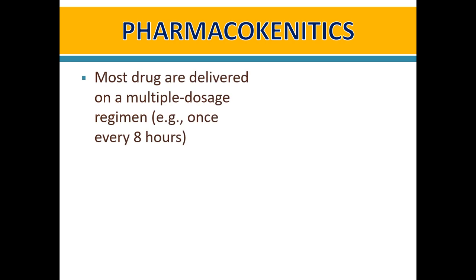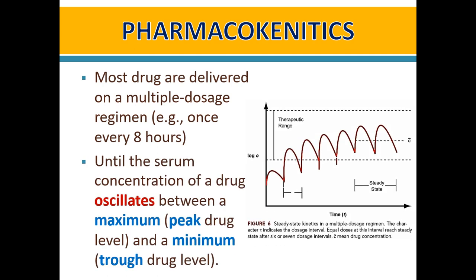Though most drugs are delivered on a multiple dosage regimen, for example, once every 8 hours, once every 4 hours. So it's not just once. This is until the serum concentration of a drug oscillates between a maximum or peak drug level and a minimum or trough drug level. So that's when it oscillates within what we call the therapeutic range. Again, usually we maintain this for days to weeks until the drug reaches its target site, like for example, the cardioactive drug reaching the myocytes or the hepatic drug reaching the hepatocytes.